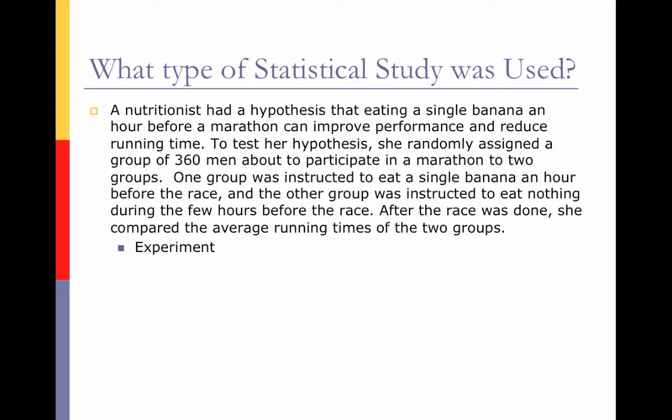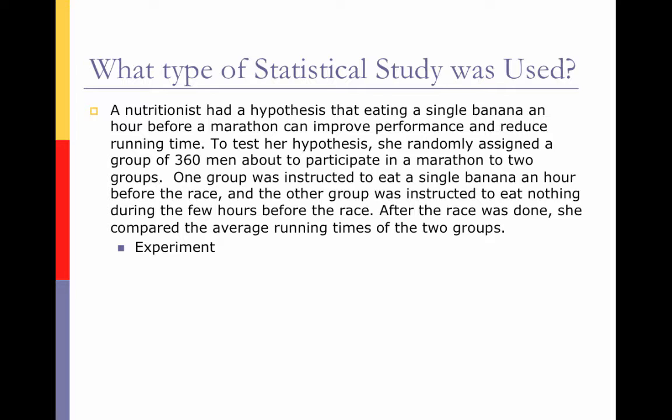For our next example, a nutritionist had a hypothesis that eating a single banana an hour before a marathon can improve performance and reduce running time. To test her hypothesis, she randomly assigned a group of 360 men to participate in a marathon in two groups. One group was instructed to eat a single banana an hour before the race. The other group was instructed to eat nothing during the few hours before the race. After the race was done, she compared the average running times of the two groups.